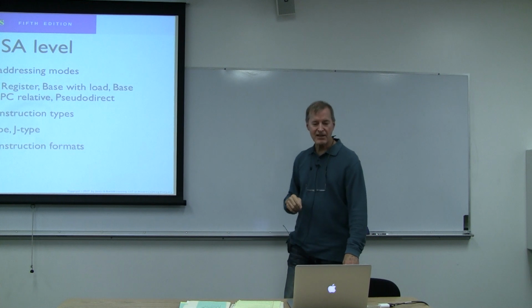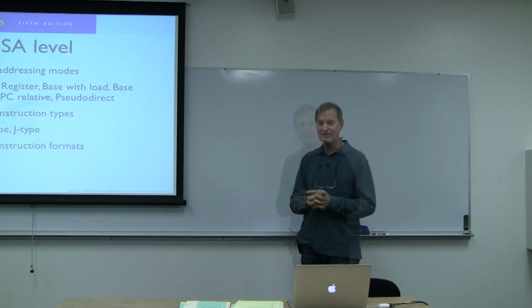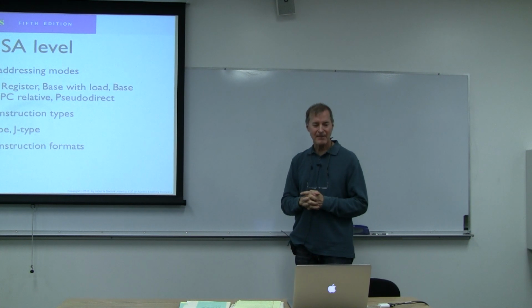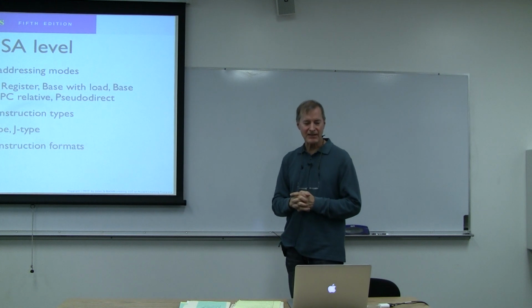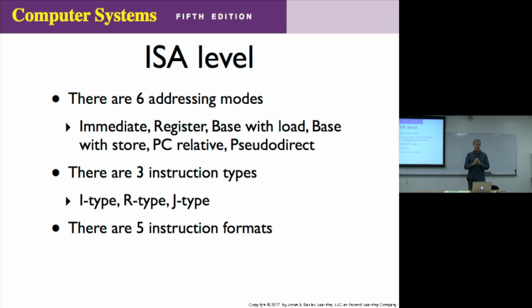Now, the ISA 3 level is a little involved. All right. So let me just state at the outset that there are 6 addressing modes. And each one of these addressing modes can execute in one cycle. So there are 6 of them. They are known as immediate.